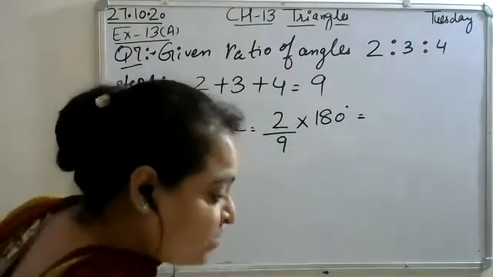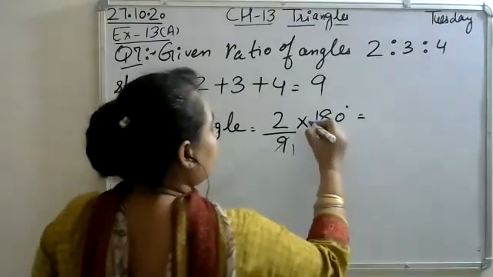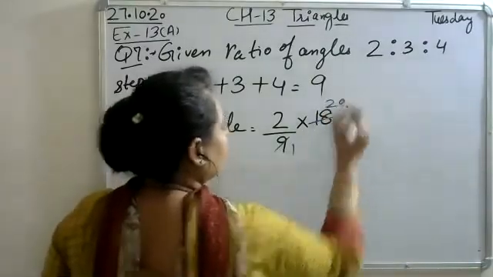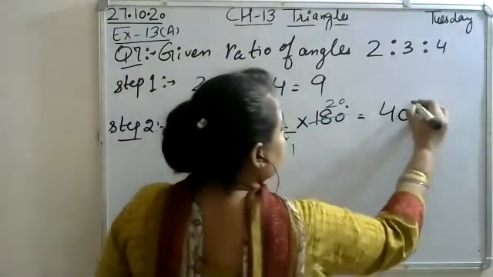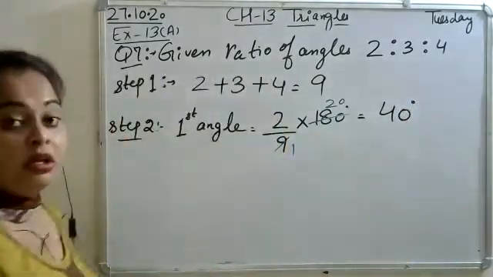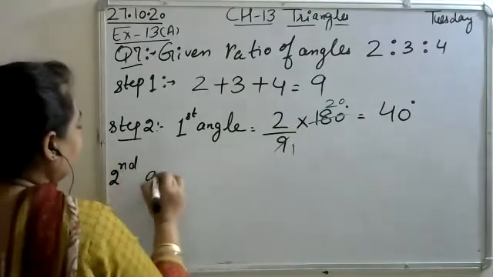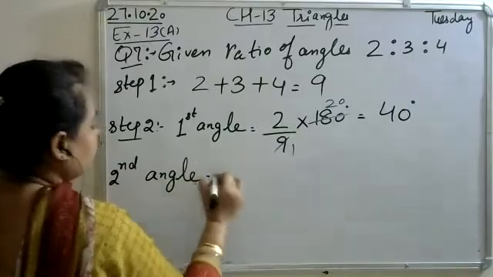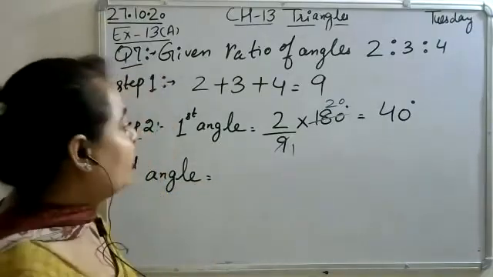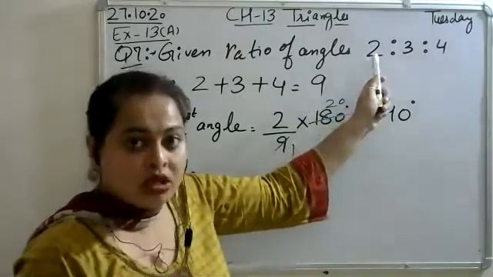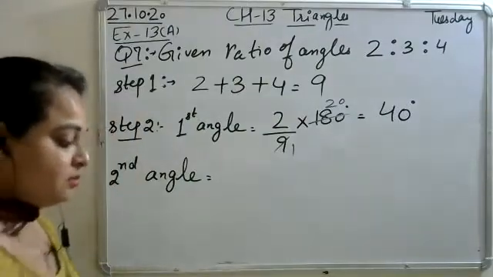Now do the cancellation. 9 ones are 9, 9 twos are 18. So what you will get? 40 degree. So this is your first angle. Now come to the second angle. Now tell me, what is the contribution of second angle? The contribution of first angle is 2. Now what is the contribution of second angle? Write down in the chat box.